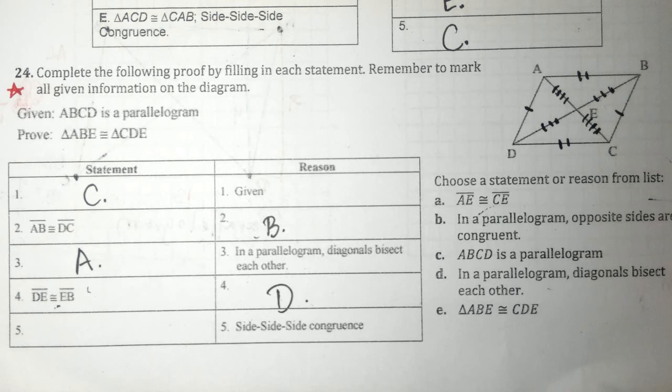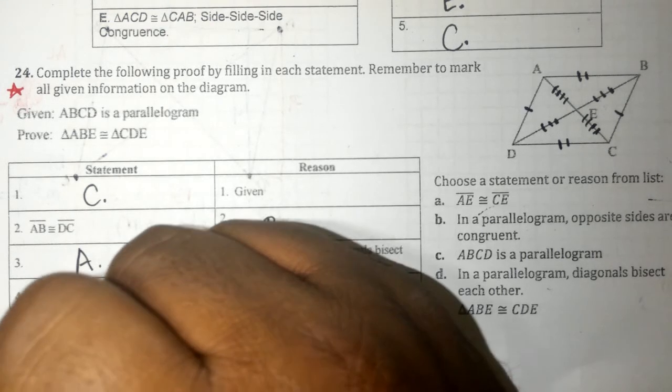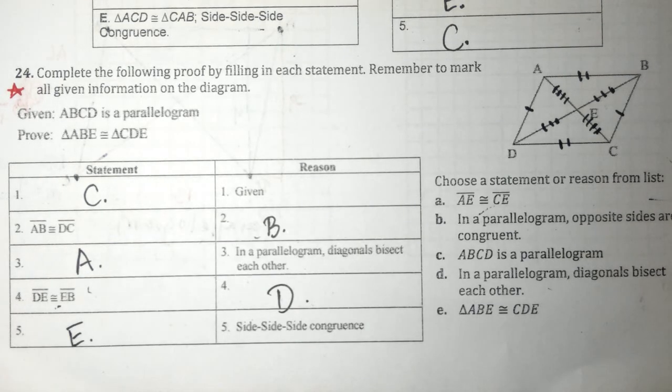And then, by process of elimination, all you're left with is E. The triangles are congruent by side congruency.